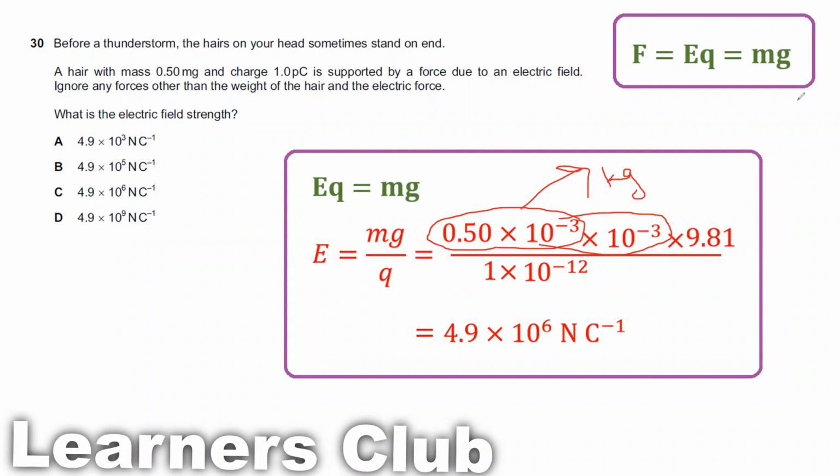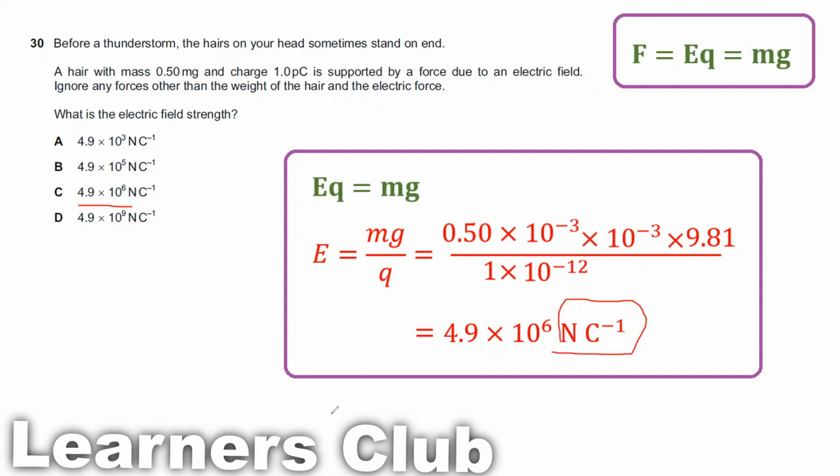which is kg. And to get the weight, you have to multiply by the acceleration due to gravity, which is 9.81. Divided by the charge, which is 1.0 picocoulomb. Pico is a prefix which stands for 10 to the power minus 12. Now, when you use the calculator, you get your answer as 4.9 times 10 to the power 6 Newton per coulomb. Electric field strength means force per unit charge. So Newton per coulomb. As you can see, your answer is option C.